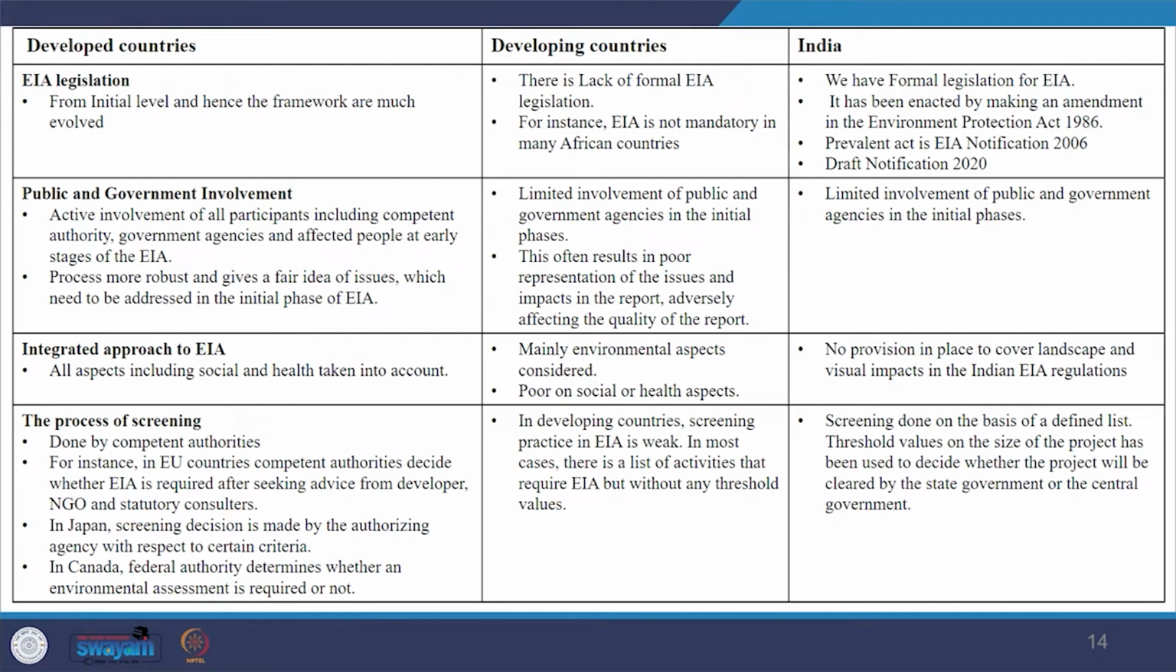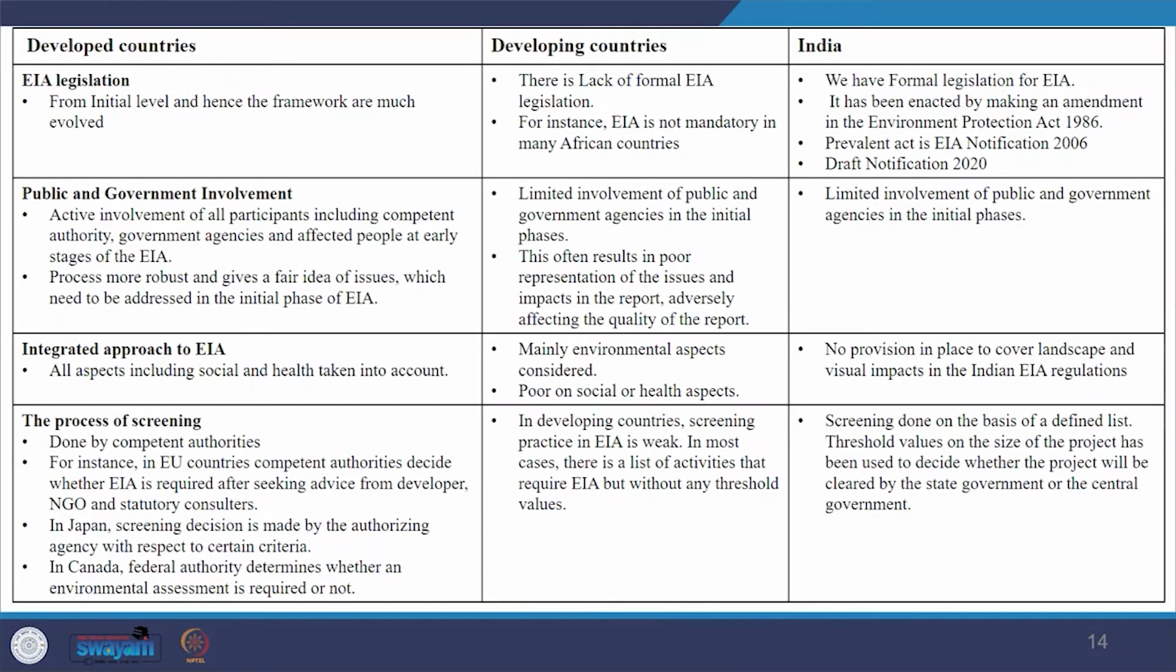Whereas in many developing countries, there is a lack of formal EIA legislation. For instance, EIA is not mandatory in many of the African countries. While in India, there is a formal legislation for EIA. It has been enacted by making an amendment in the Environmental Protection Act of 1986. The prevalent act is the EIA Notification 2006, and right now we have a draft of 2020, which is under consideration.